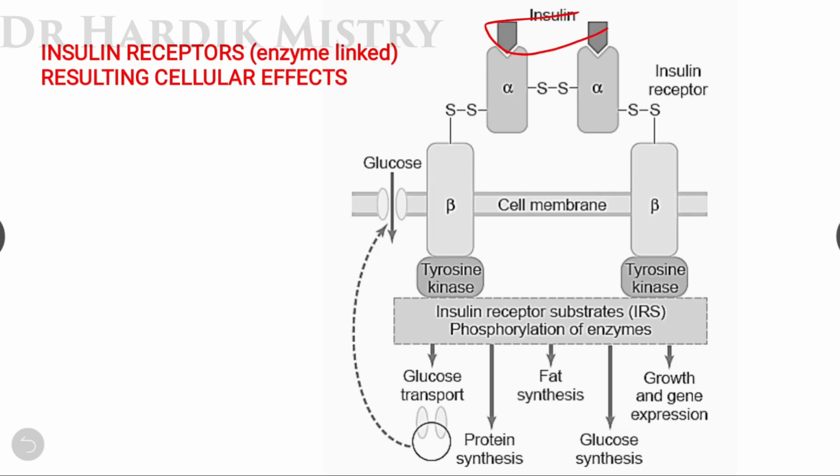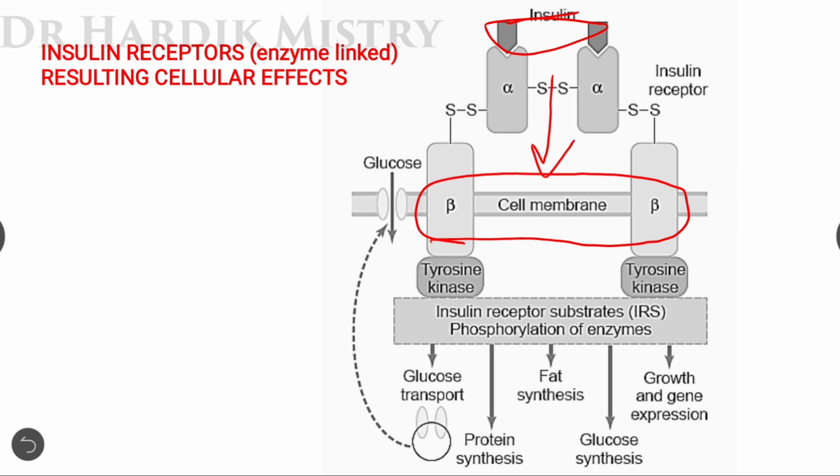So here it is the insulin, and this insulin binds to the cell membrane receptors. This is the cell membrane receptor for the binding of insulin, and once insulin binds to the cell membrane receptor, it activates tyrosine kinase. Then the insulin receptor substrate, or IRS, is activated, which leads to different processes and activities inside the target cell.